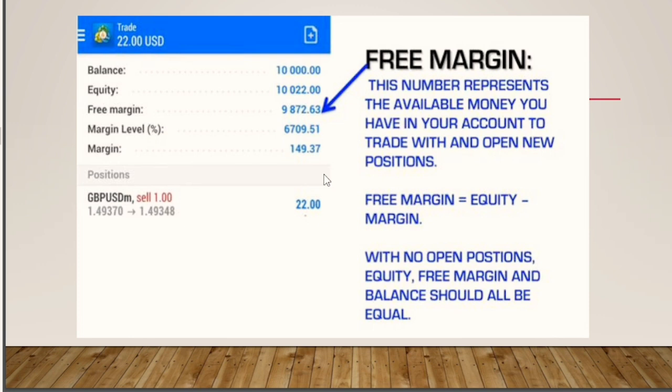Then we'll go next. With no open position, equity, free margin, and balance should all be equal. So by the time there's no open position, you discover that your balance, equity, and free margin will be equal to each other. Balance equals equity, equity equals free margin when there is no open position. That means when you close this particular sell market.